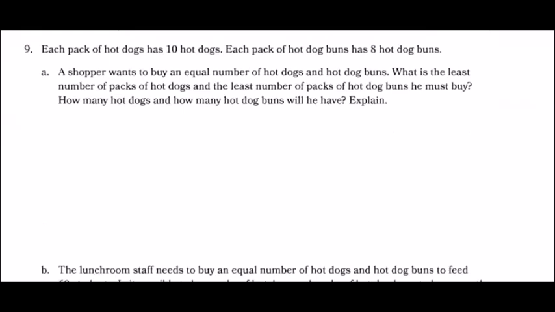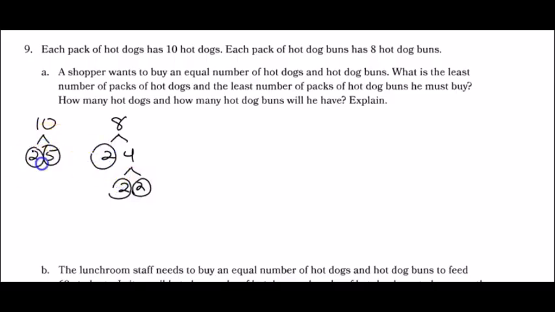So here we have each pack of hot dogs has 10 dogs. Each pack of buns has 8 buns. A shopper wants to buy an equal number of dogs and buns. What's the least number of packs that they can buy? So 10 is 2 times 5. 8 is 2 times 4, and then 2 times 2. So if we rewrite 10 as prime factors, it's 2 to the first times 5 to the first, and 8 is 2 cubed.